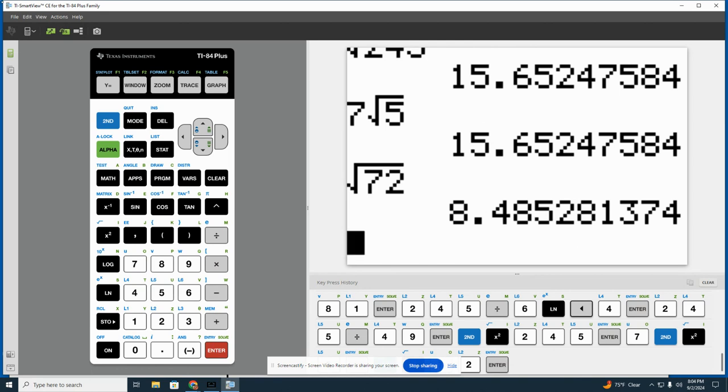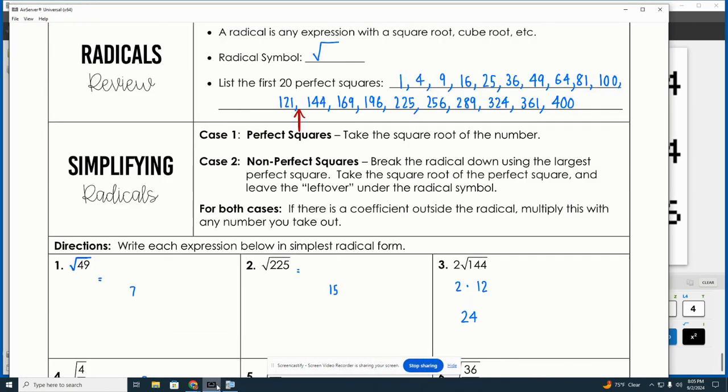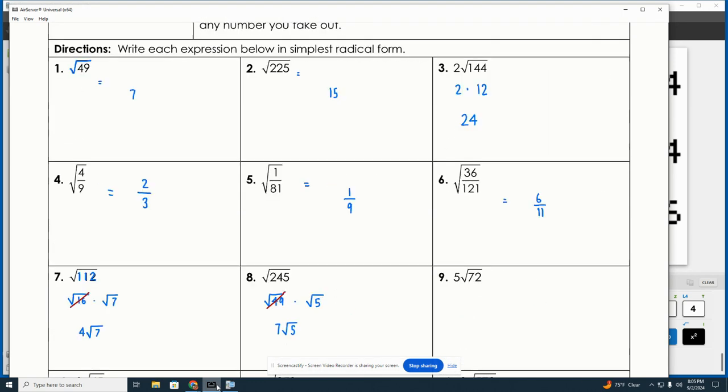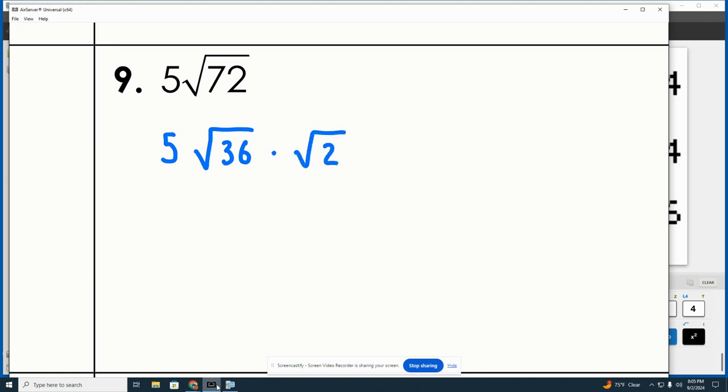So we're going to try to break this down. Remember, I always like to divide it by 2. That way I can find a starting point. So 36. I'm not going to try any perfect square above 36. Well, what do you notice, guys? It is a perfect square, 36. So that means I am breaking this down, leaving the 5 alone. I am changing the square root of 72 to 36 times 2.